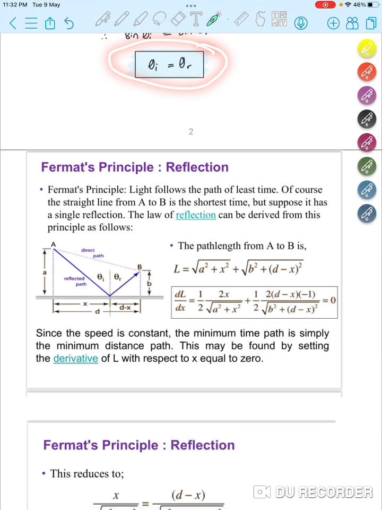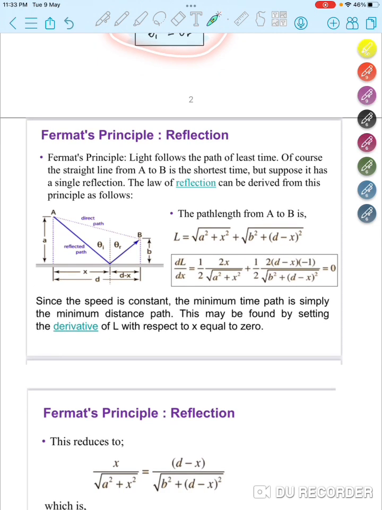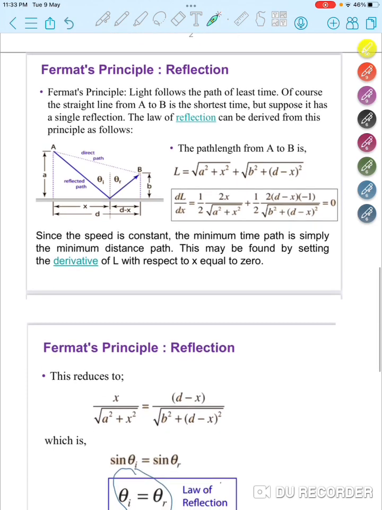I will explain Fermat's principle about reflection. Fermat's principle explains that light follows the path of least time. Of course, the straight line from A to B is the shortest time, but suppose it has a single reflection. The law of reflection can be derived from this principle as follows.